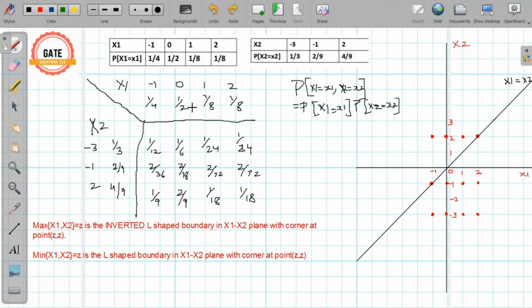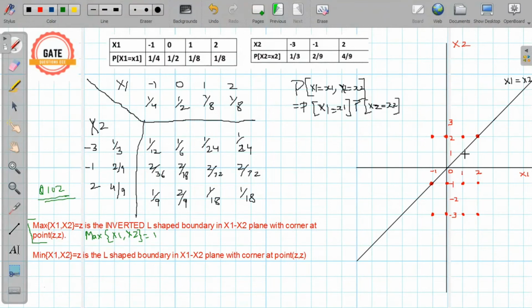I have copied here all the data that is required for part B. In part A, we used this conclusion that I have explained in question number 102, part A and part B videos. At the end of the video, I told that maximum x1 comma x2 is equal to small z is the inverted L-shaped boundary in x1 x2 plane with corner at z comma z. So we saw in part A that maximum x1 comma x2 is equal to 1 is the inverted L-shaped boundary in x1 x2 plane with corner at 1 comma 1.